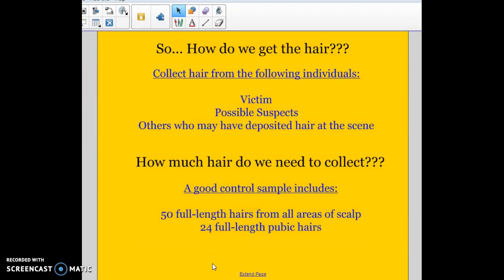A good control sample includes 50 full-length hairs from all areas of the scalp. So they'll pull 50 full-length hairs from all over, the bottom, the top, and then if needed, they'll do 24 full-length pubic hairs as well. If it was a sexual assault case, they would do that. If there's no signs of sexual assault, oftentimes they won't do the 24 full-length pubic hairs. But if there were any signs of that, they would do that as well.